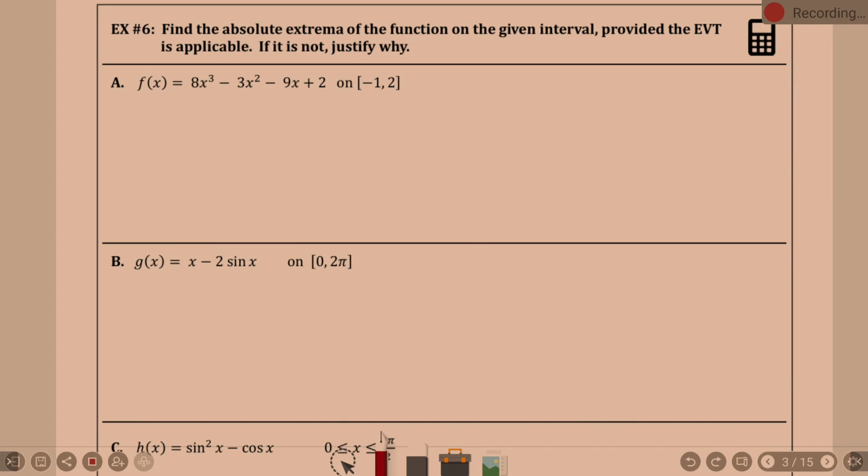Let's try these. Our directions ask us to find the absolute extrema of the function on the given interval, provided the EVT is applicable. If not, justify why. So on A, is EVT applicable? It's a polynomial on -1 to 2. I'm not writing anything out with that. That's just a self-brain check: is EVT good? EVT is good on this one.